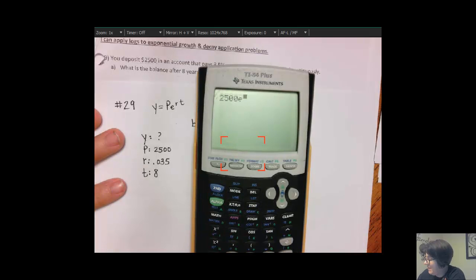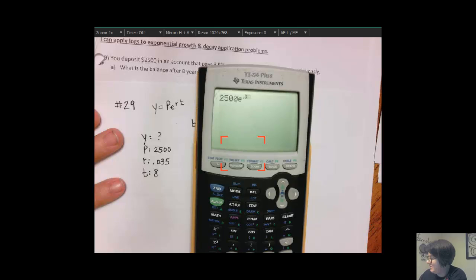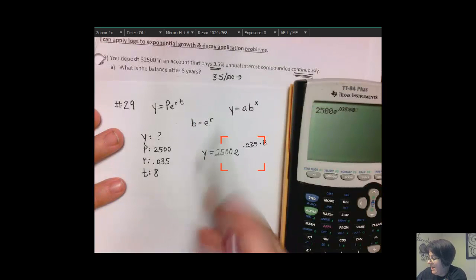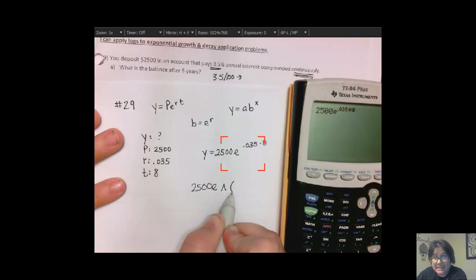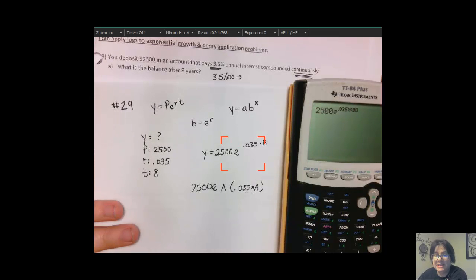In this case I'm going to do e to a power, so I'm going to do e to the 0.035 times 8. If yours doesn't work that way, then you want to make sure that you have 2500e caret parentheses 0.035 times 8, because that will force the multiplication to come first since it's in parentheses. Please excuse my dear Aunt Sally, the P will then come first. Then you type that in, and you're going to get your final amount.